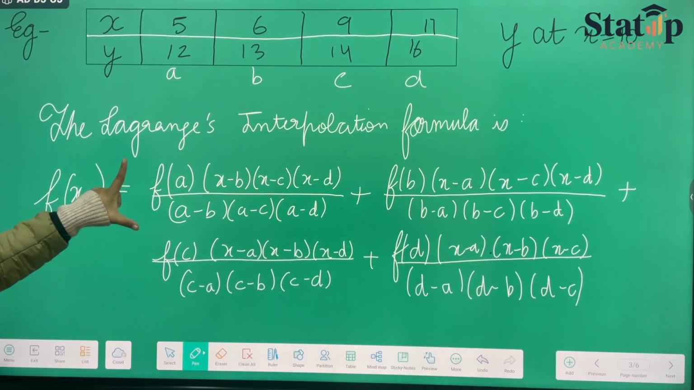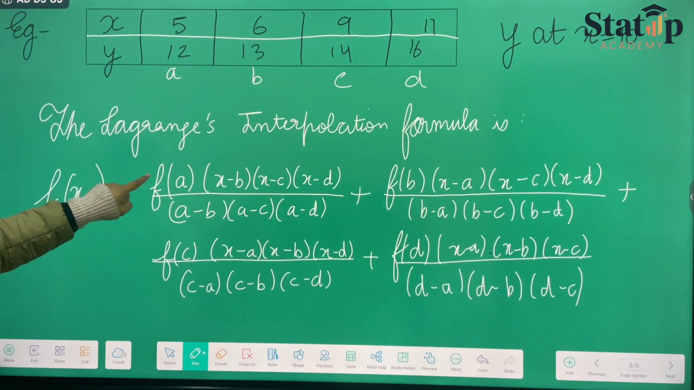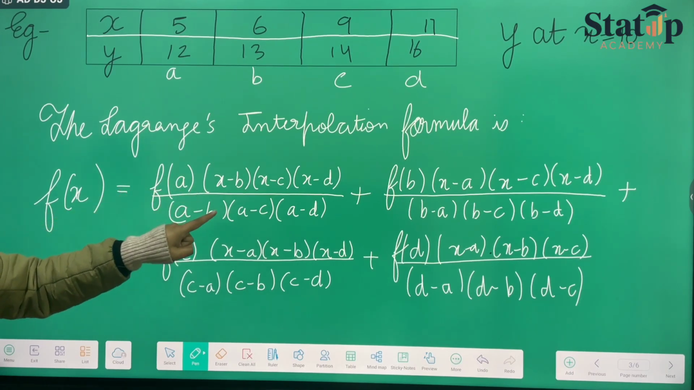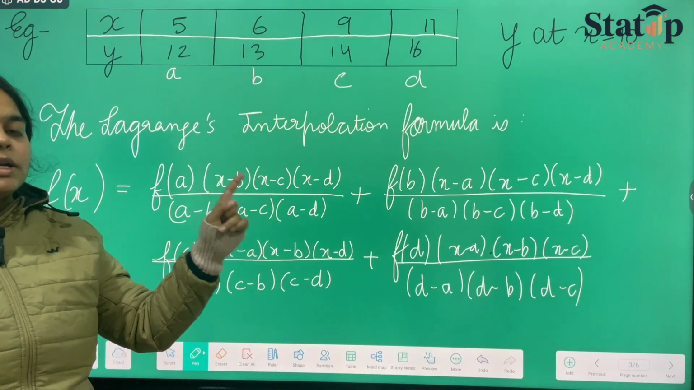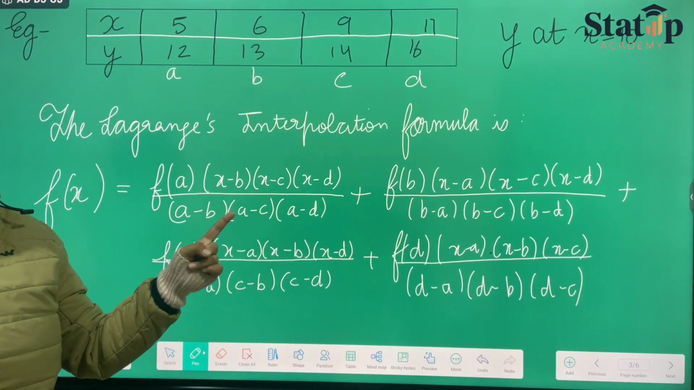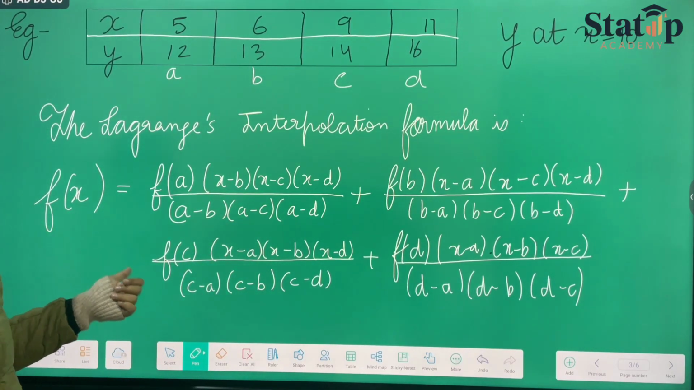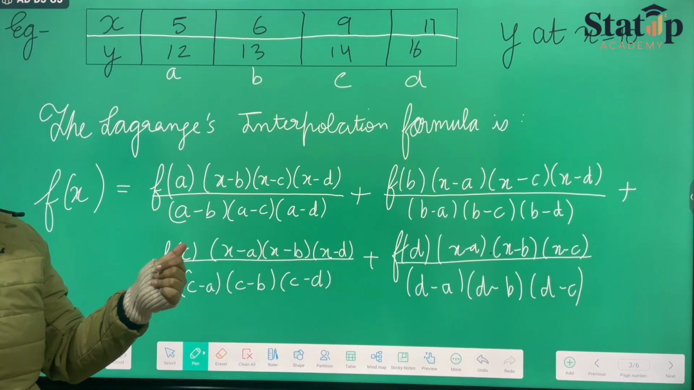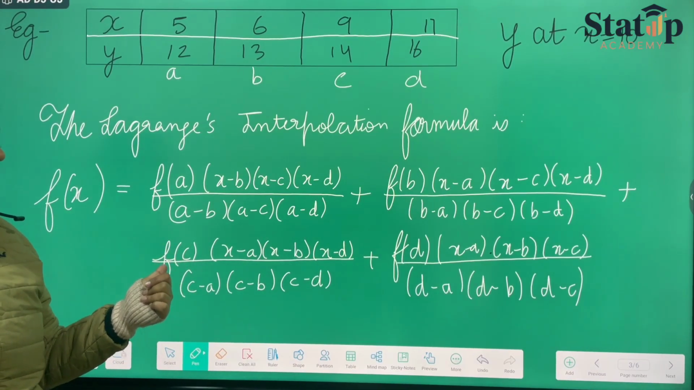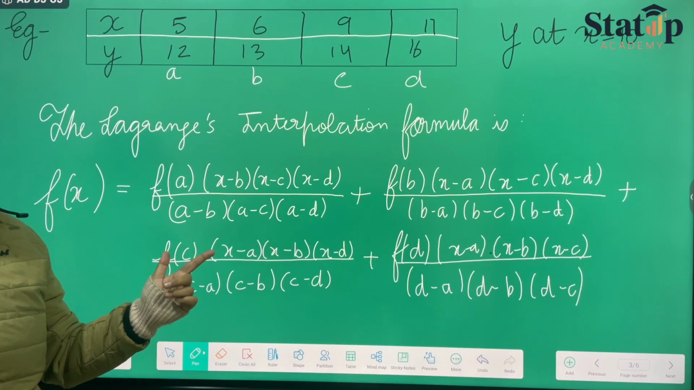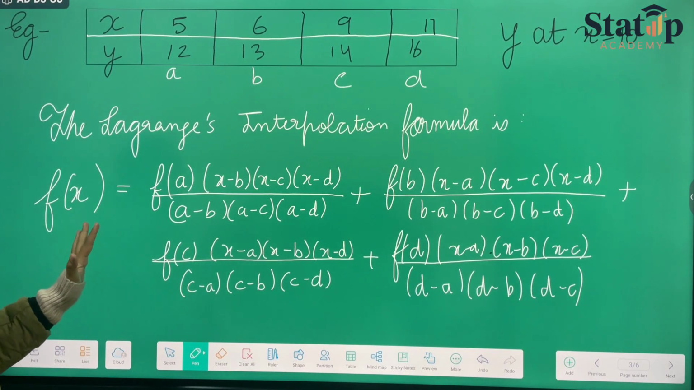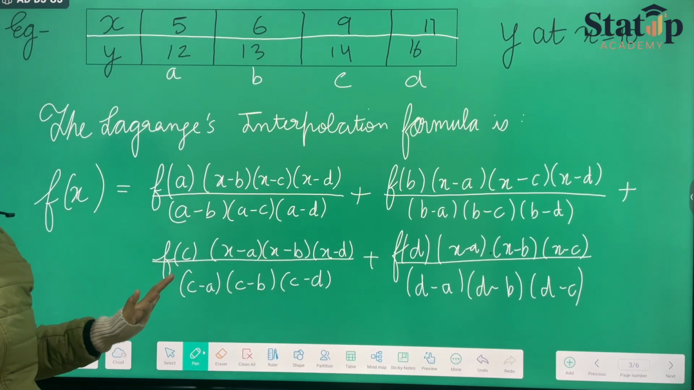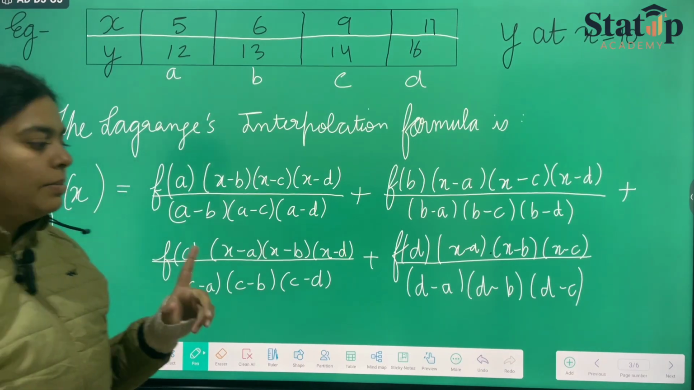Lagrange's interpolation formula will be: function of a into (x minus b, c and d) upon (a minus b, c and d); function of b, (x minus a, c and d) upon (b minus a, c and d); function of c, (x minus a, b and d) upon (c minus a, b and d); function of d, (x minus a, b and c) upon (d minus a, b and c). This is Lagrange's interpolation formula for 4 points a, b, c and d.